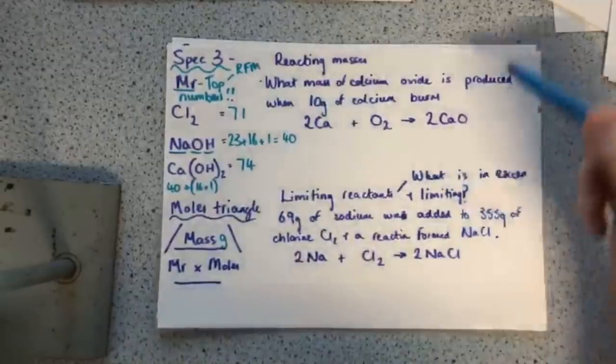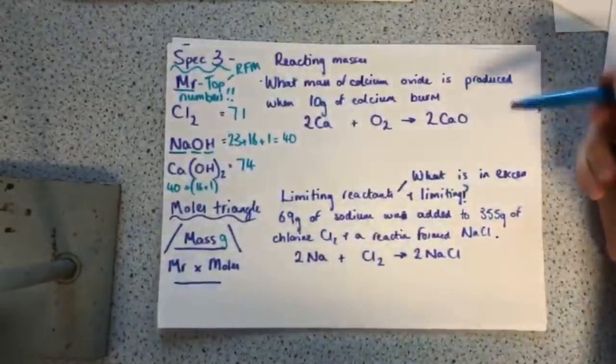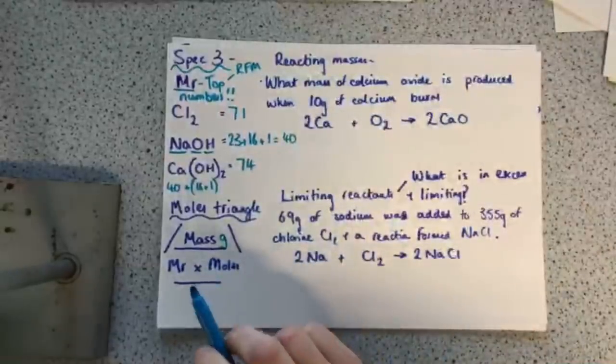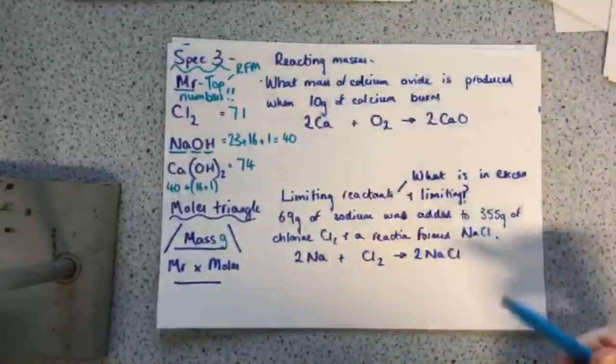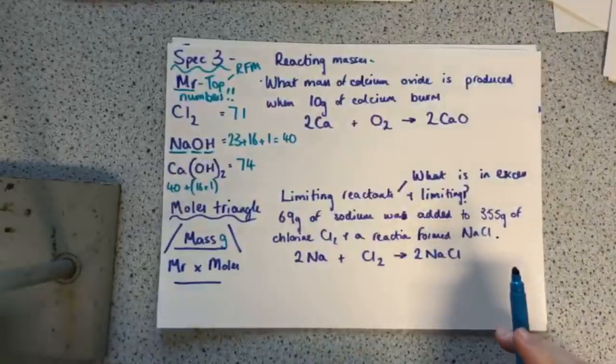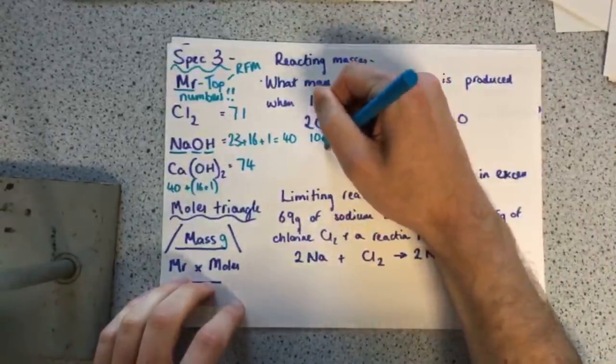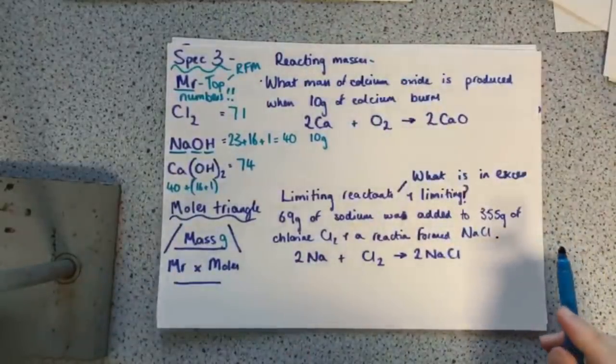A typical question I've written at the top here, and there's a few steps to it. It's a reacting masses question, where you utilise your moles triangle using some information. Now it looks tricky and it's dead easy. So it says there's 10 grams of calcium. So I would write 10 grams underneath calcium because that's what the question's referring to.